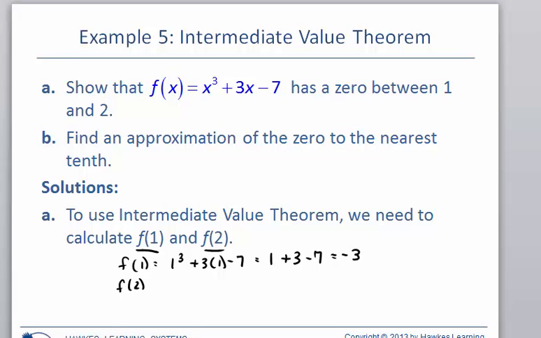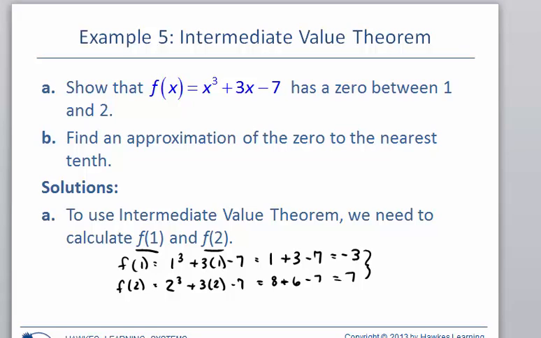And then I plug 2 into the function. 2 to the third plus 3 times 2 minus 7. We have 8 plus 6 minus 7 gives me 7. So since you have one that's negative and one that's positive, you have to have a 0 in between.